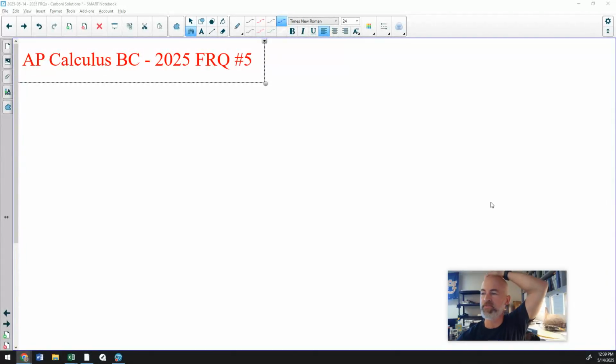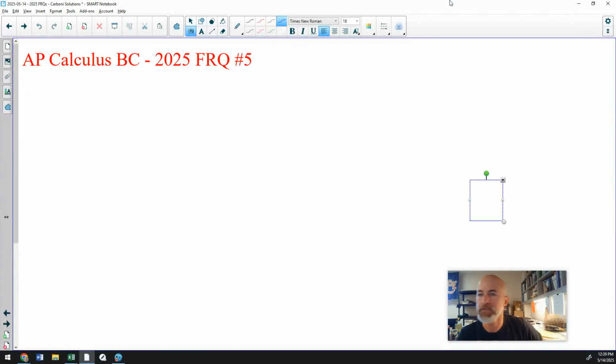Let's look at question number 5 from the 2025 AP Calculus BC exam. This was a BC specific question. I have not read the question yet. I have only looked at them closely enough to know what was and was not shared with the AB exam.